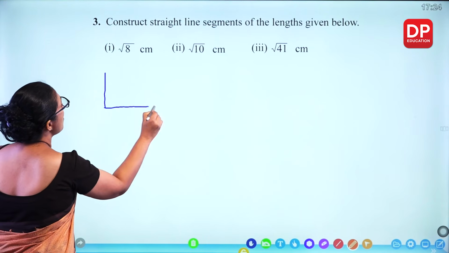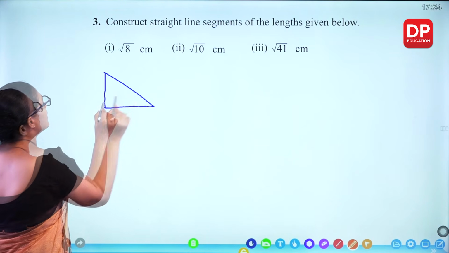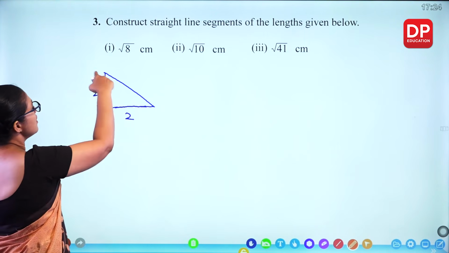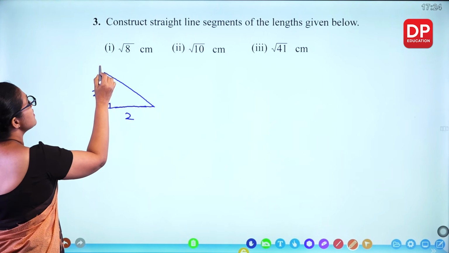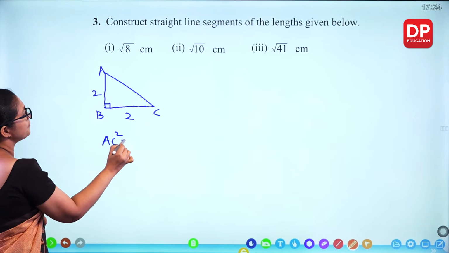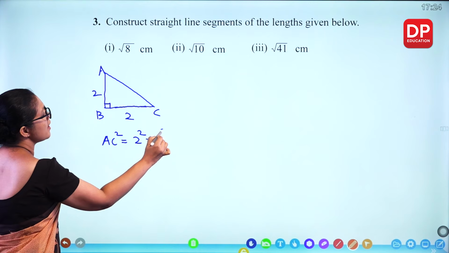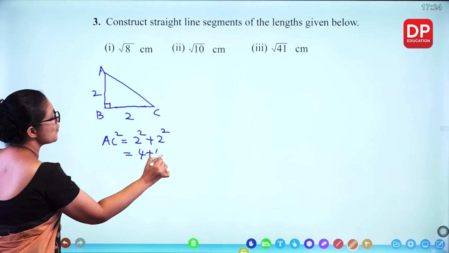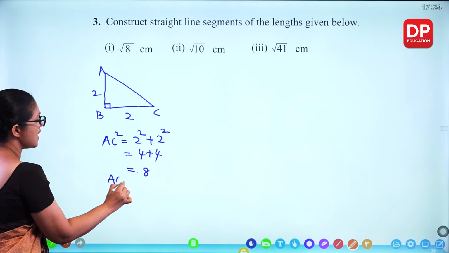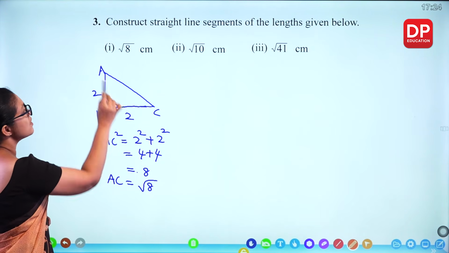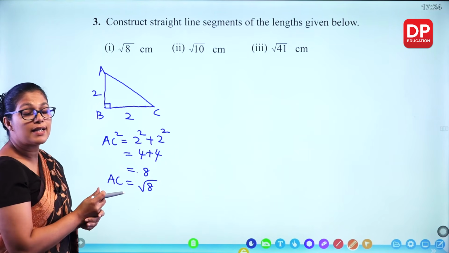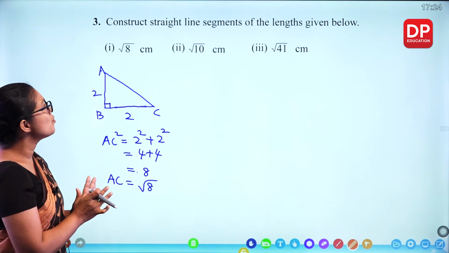Root 8, how can we get 8? If we can get 2 and 2, what's that? You get this side, it says ABC triangle. What is AC squared? 2 squared plus 2 squared. 2 squared is 4, 4 plus 4, you get 8. So if this is AC, this is root 8. So that's how you can get root 8. So you need to take a right angle triangle with 2 and 2.